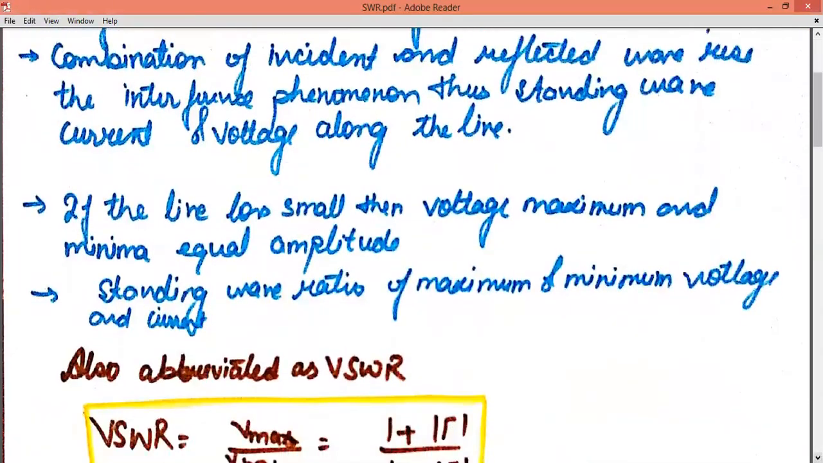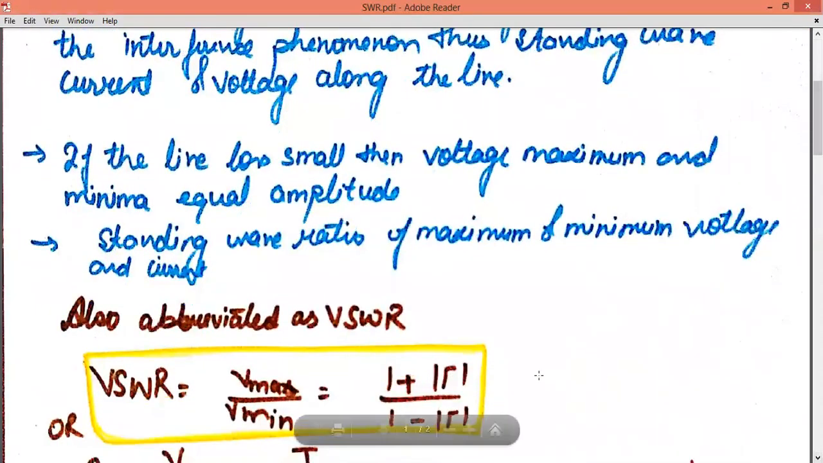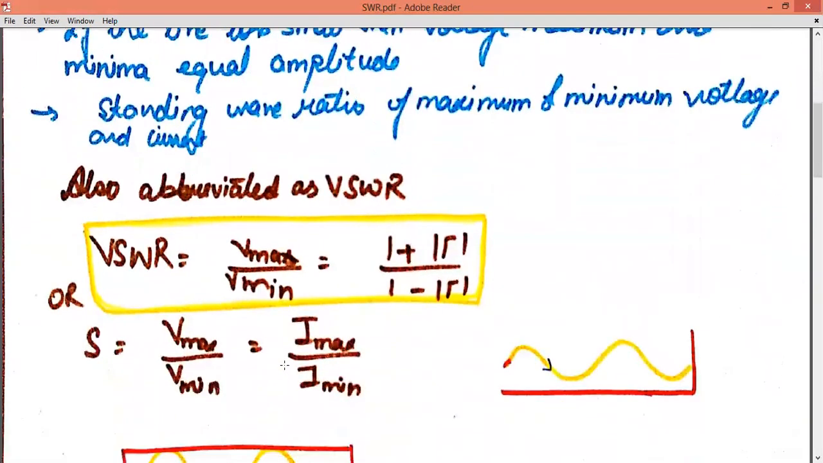First of all, I'll tell you that the standing wave ratio is represented as VSWR, the voltage standing wave ratio, or we can say the standing wave ratio. We can use an abbreviation S also. The standing wave ratio can be defined as the maximum voltage on the transmission line to the minimum voltage on the transmission line.